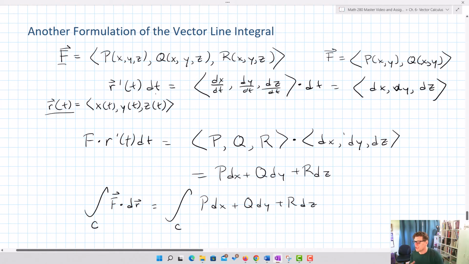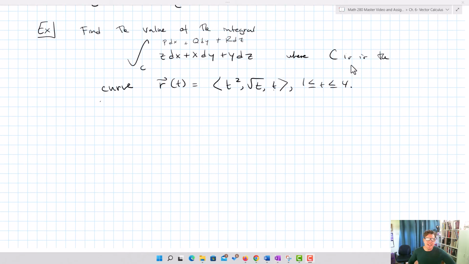Okay, and so this is just an alternative formulation of the line integral, a very common one that we'll see in a lot of different higher level theorems that we're going to be looking at, and also in some different applications. So let's suppose that we want to find the value of this line integral, and it's the integral along C of z dx plus x dy plus y dz.